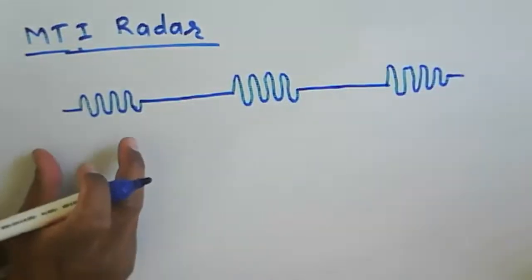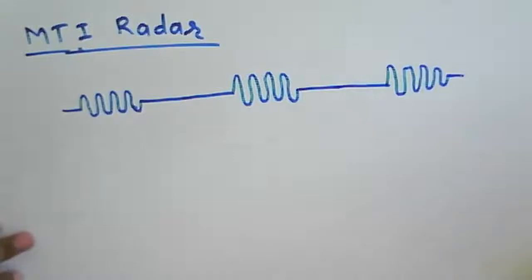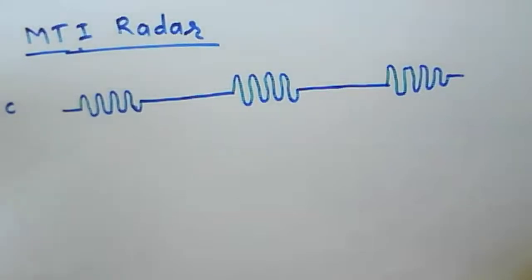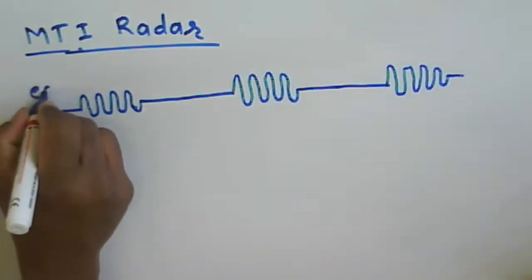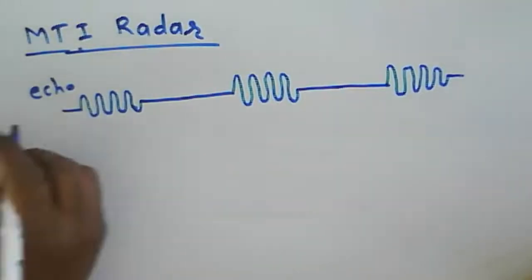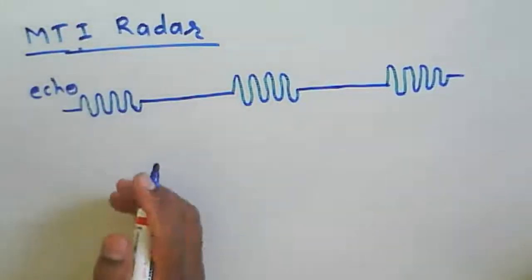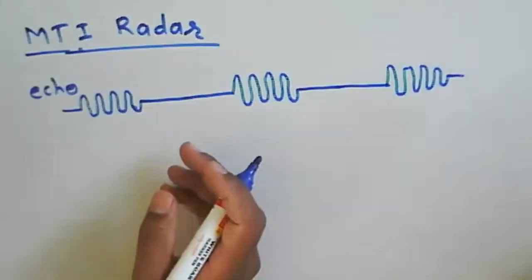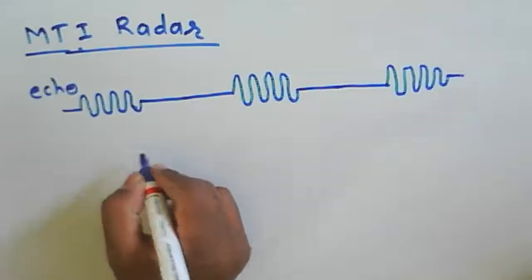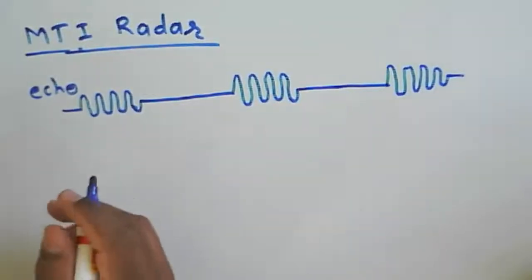Now for this particular train of pulses we are supposed to find out, these are nothing but the echo. So this is nothing but the echo we are receiving. Now we are receiving this at the receiver, or you can say at the IF of your MTI radar.